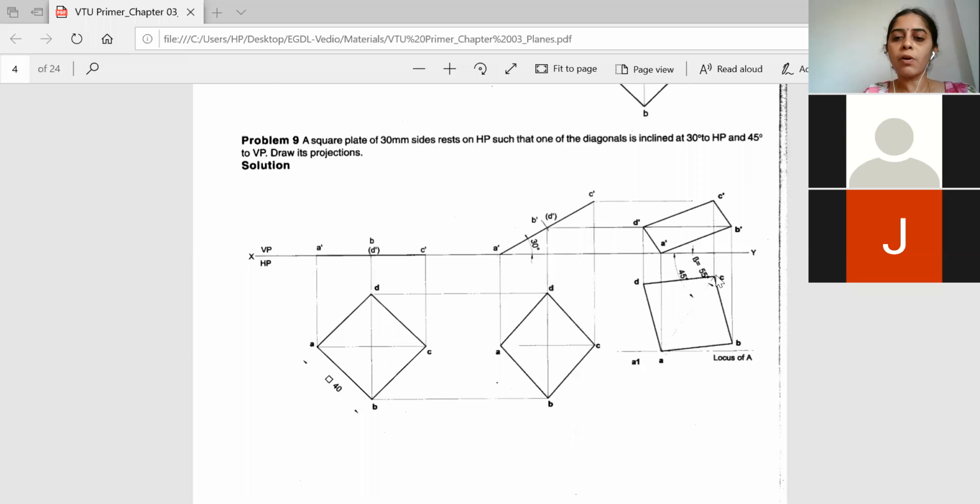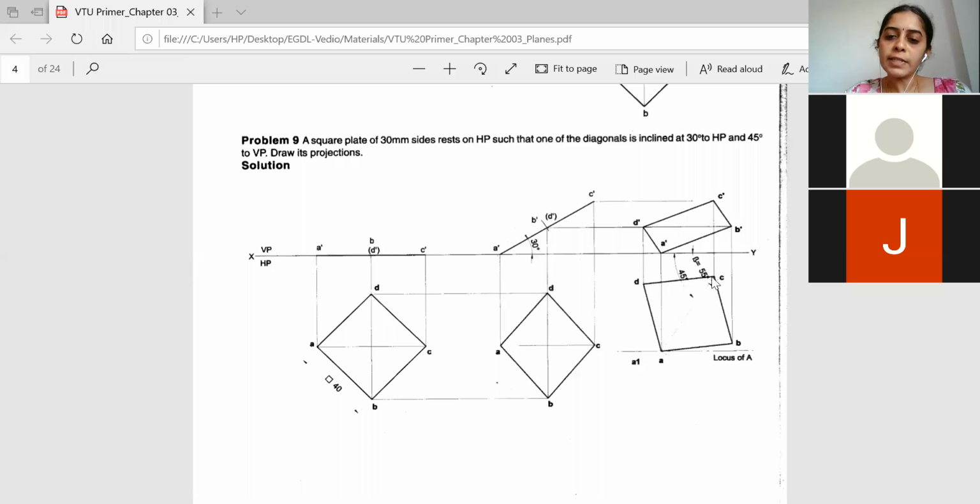So keeping this point C fixed, you will measure the apparent length. From this point C you will cut an arc. It will show you the point A. Then you will join A to C. So this is our apparent length of the diagonal as per the second stage.